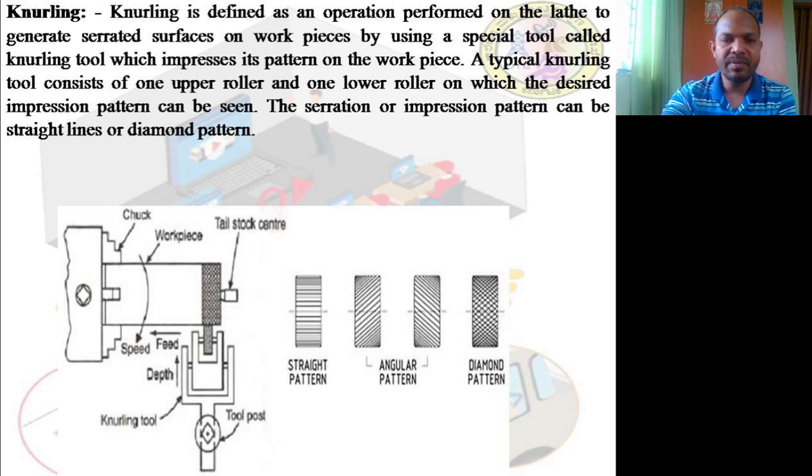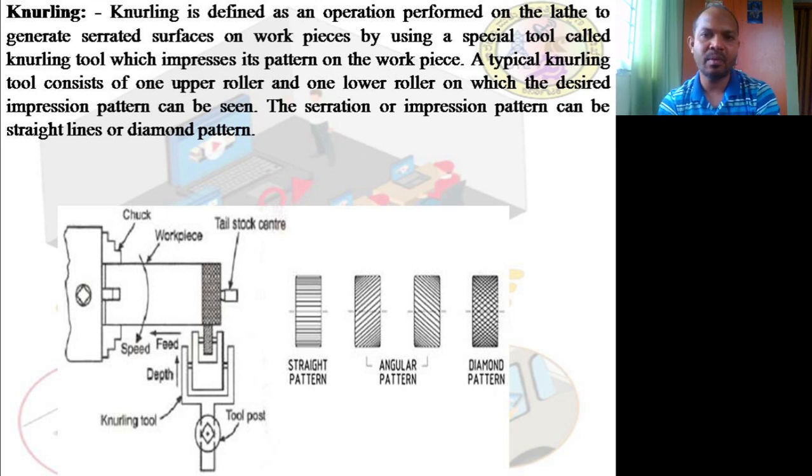Now it will be fixed in the tool post as usual, and the depth will be given. The depth will not be given so severely, but the load will be applied. The depth will be given in order to make the impressions equally toward the periphery. Is it clear? So that is what we call a knurling operation.